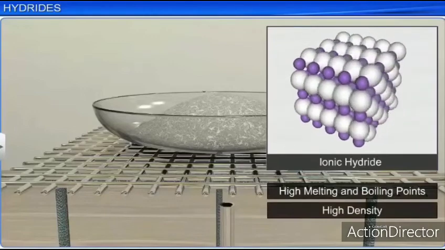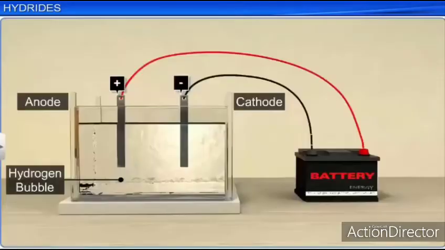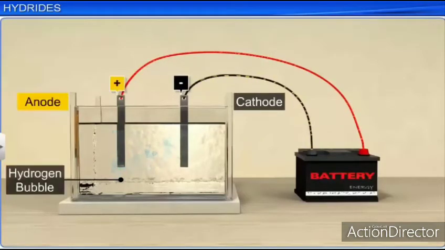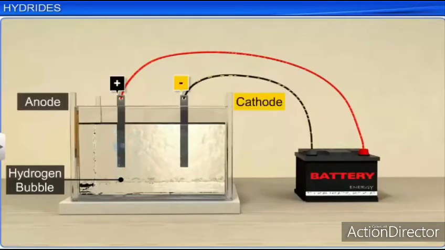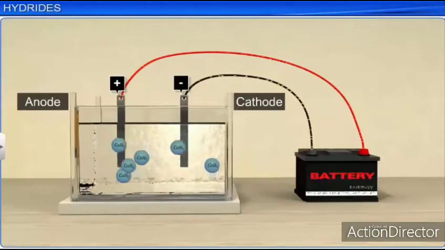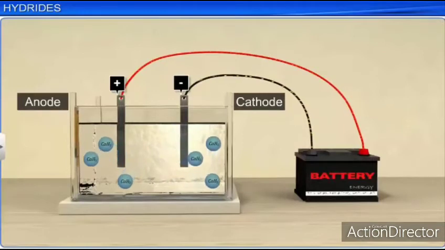In the molten state, they conduct electricity and, on electrolysis, liberate hydrogen gas at the anode, confirming the presence of negative ions of hydrogen in them. Let's study this using calcium hydride as an example. On passing current through molten calcium hydride, the compound dissociates into calcium 2+ ion and hydride ion.